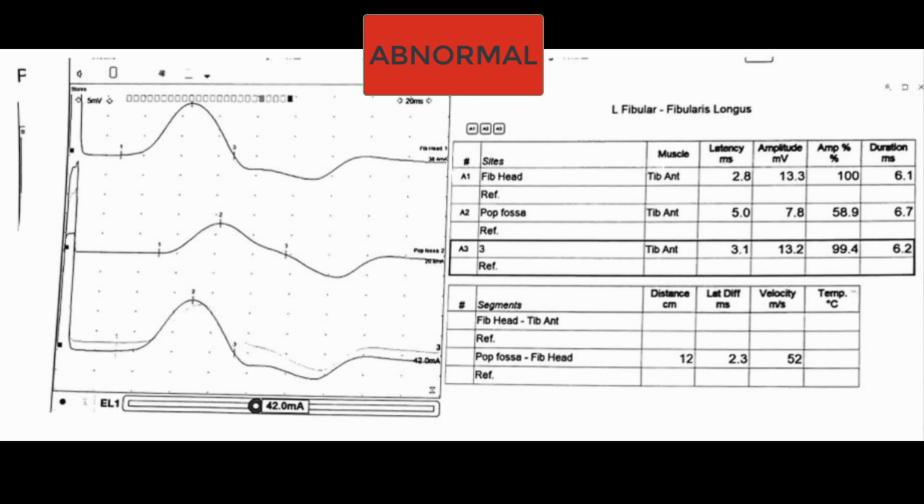Here, you can see that distal to the fibular head, the amplitude is 13.3. However, proximal to the fibular head, there's a significant amplitude drop. This amplitude drop suggests conduction block of the superficial fibular nerve at the fibular head.